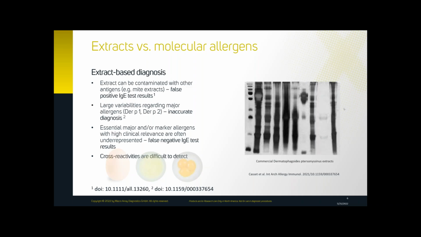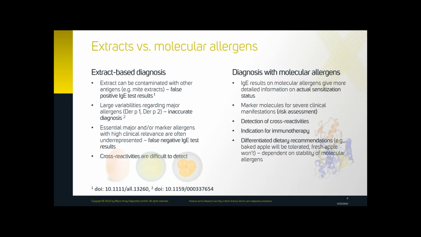And the major allergens, Der p 1 and Der p 2, are available in different concentrations, leading to inaccurate diagnosis. And essential major or marker allergens like Der p 5 or Der p 23 are sometimes underrepresented or not even present in those extracts, leading to false negative results. And of course, the cross-reactivities are difficult to detect.